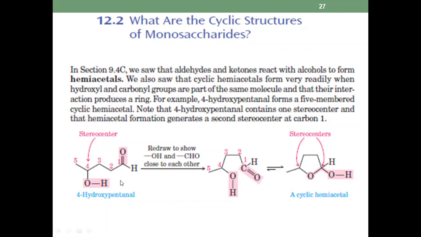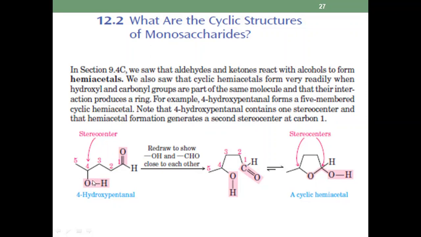So, for example, you have here your 1, 2, 3, 4, 5 carbon atoms, and the fourth carbon, it's a stereocenter, it's bonded to 4 different groups of atoms. You have the OH, you have the methyl, you have this group, and the last one is the hydrogen. Okay, and then you have your C double bond O hydrogen. This is an aldehyde.